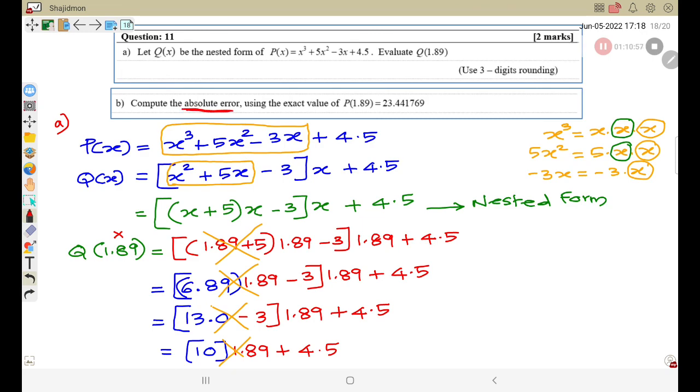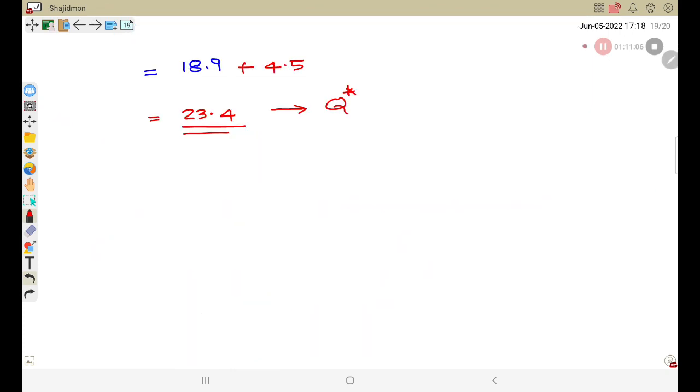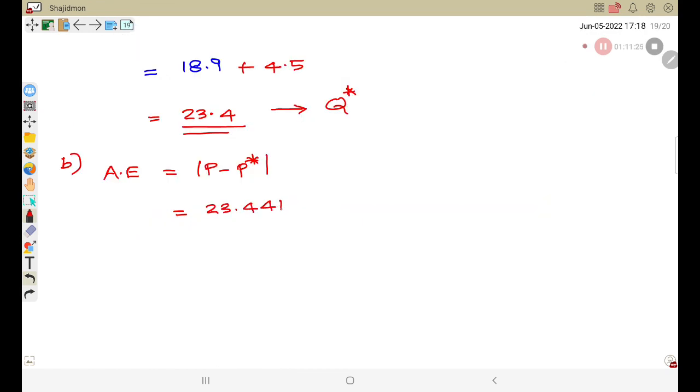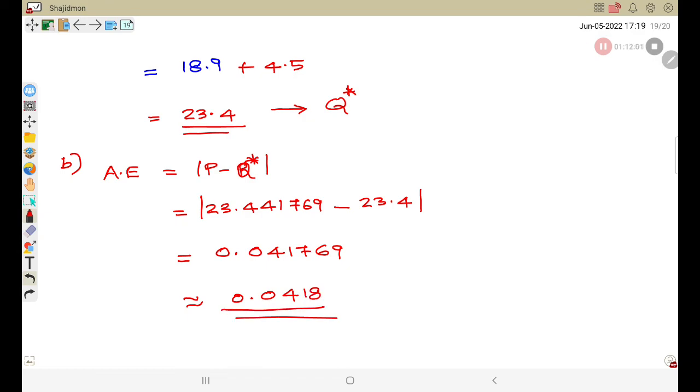Now the B part: compute the absolute error using the exact value already given, 23.4411769. Okay, exact value. So for the B part, AE means absolute error, equals absolute P minus P star. The P number we can apply, already given, 23.441769 minus P star. P star means Q star, the approximate value. You can write Q star also the same, 23.4, absolute. So when you calculate, you will get 0.041769. You can write the 3 digits rounding number also, approximately like 0.0418. Three digits, the first zero will not count, you know that one. So this is the absolute error from that question.